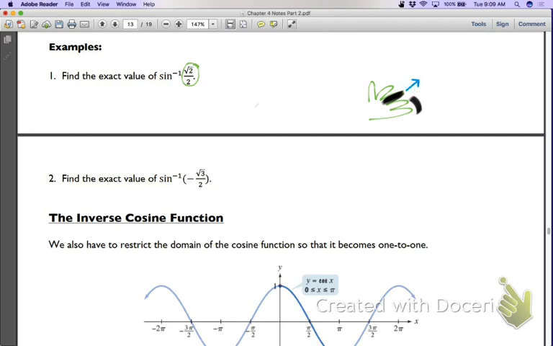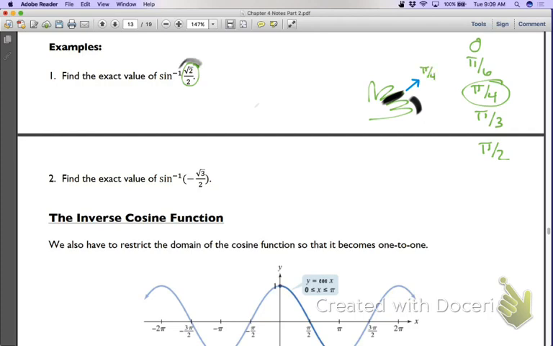What angle, in terms of radians, is that middle finger? Is it 0? Is it pi over 6? Is it pi over 4? Is it pi over 3? Or is it pi over 2? Pi over 4. It's the one in the middle. Okay, so pi over 4.